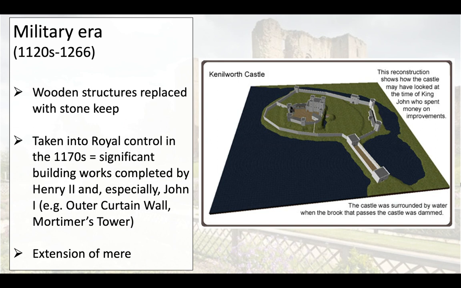So if we look at this picture, it is around the time of King John. It shows how the castle may have looked at this time. And again, we can think, well, Kenilworth didn't look like that when it first got built in the 1120s, but 100 years later, this is how it looks. So what has changed? Well, first of all, the Great Tower was built in stone. It's actually had another floor added to it by King John. We've got these big defensive developments, the outer wall, Mortimer's Tower there, and we've got this massive extension of the mere. So even within the military era, we are seeing big changes as the decades go by.